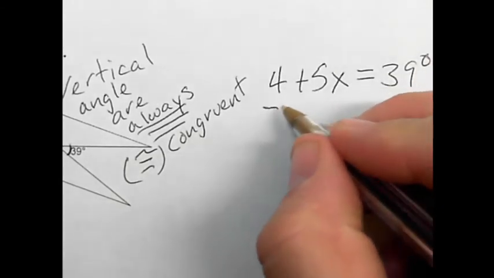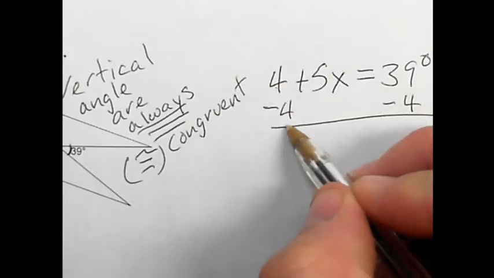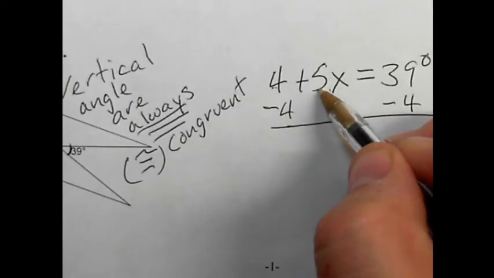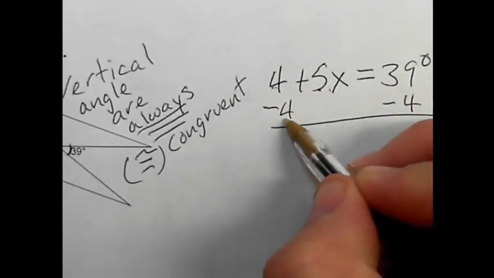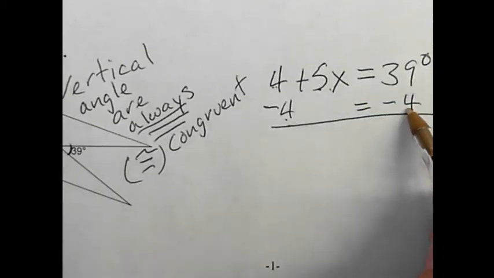So then I'm going to subtract 4 from both sides. Why? Because I have a positive 4. I need to move it away from the x. The 4 is easier to move than the 5. To get rid of the positive 4, I need to subtract 4. Whatever I do on one side of the equal sign, I do to the other.